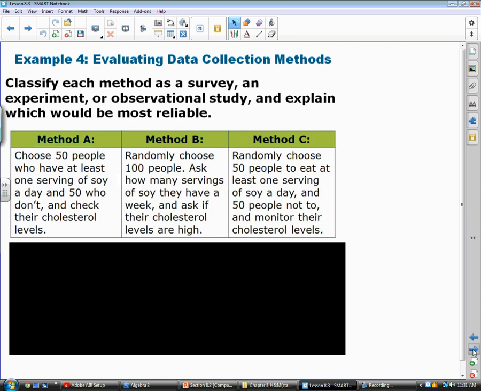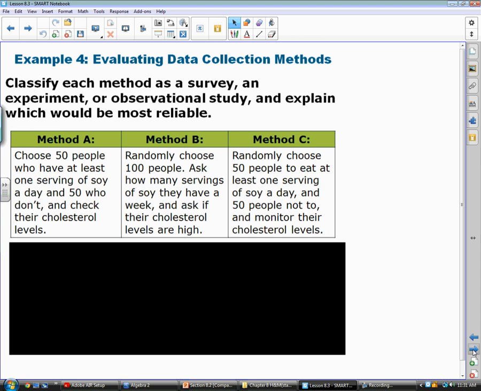We're going to skip that one. Alright, we got just a couple more left. Stay with me, and then we'll get to the homework. It says classify each method as a survey, an experiment, or an observational study. So you got to look at A, B, and C and see, is that a survey, an observational study, or an experiment? And then explain to your partner why you chose that one.